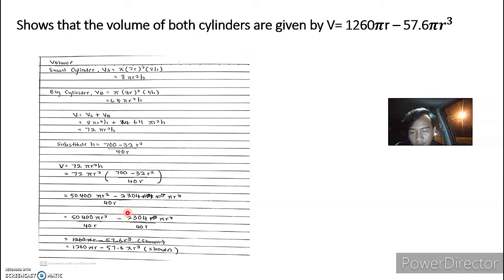50,400 pi r square minus 2,304 pi r to the power 4, over 40 r. Then we can separate it like this, and the answer is 1260 pi r minus 57.6 pi r cube. That means the volume is shown.